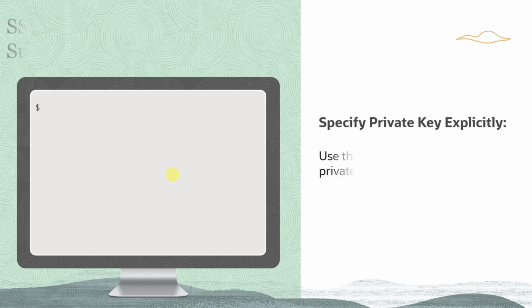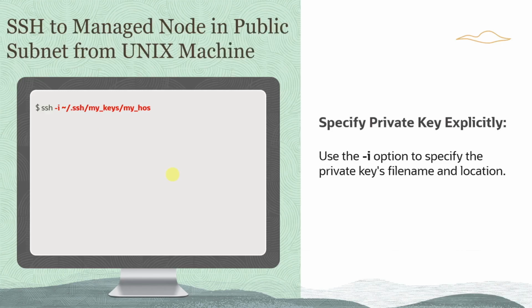For a smooth SSH experience, if your private key isn't in the default location, ideally in the .ssh directory under your home directory, no problem, you've got options. Use the -i option to specify your key's file name and location. It's like giving directions to your SSH utility, ensuring it finds your key precisely where you want it. So whether it's a unique directory or under a distinct name, -i is your go-to for a seamless connection.